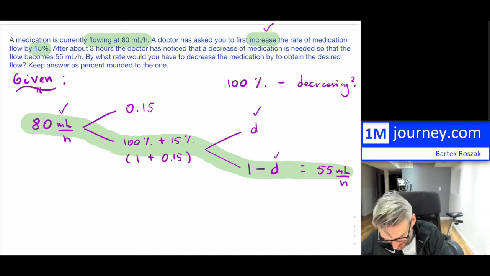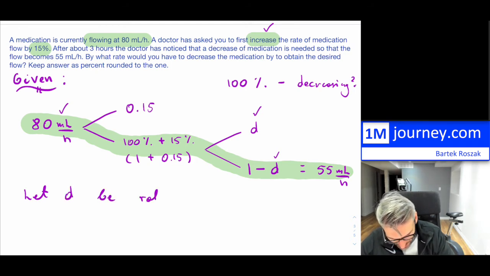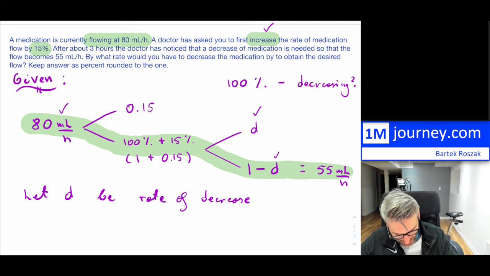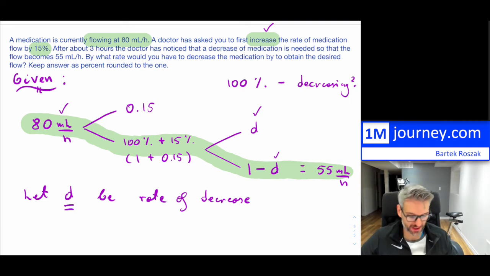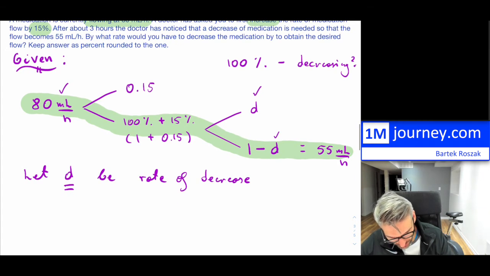Again, you can be kind to your teachers and define what D is. So let D be the rate of decrease. You don't have to call it D, you can call it something else. I kept it as D instead of R because it's a decimal, but I'm not always consistent even in that. You can certainly call it RD for rate of decrease. So this is what we were going to be looking for.